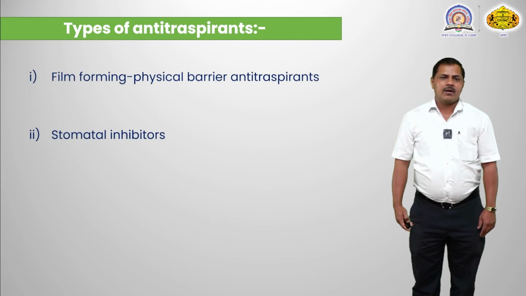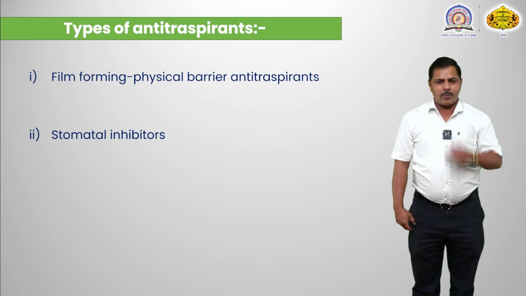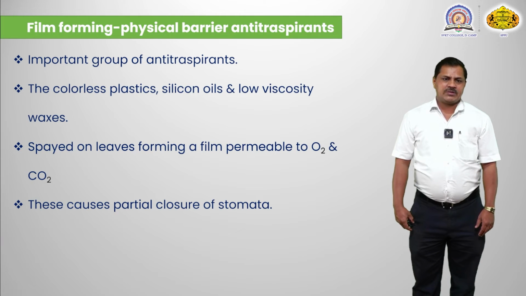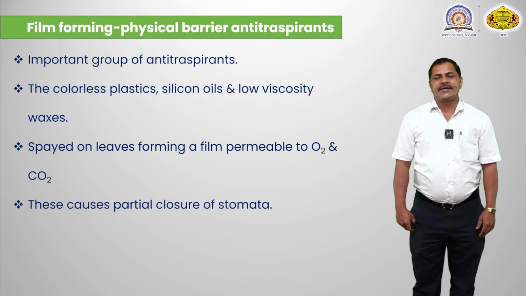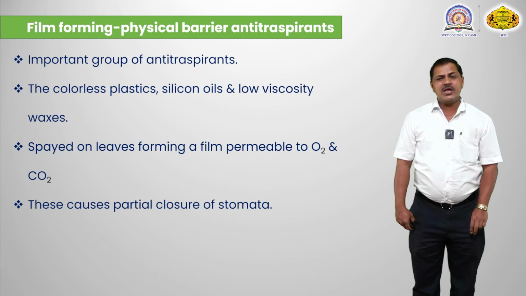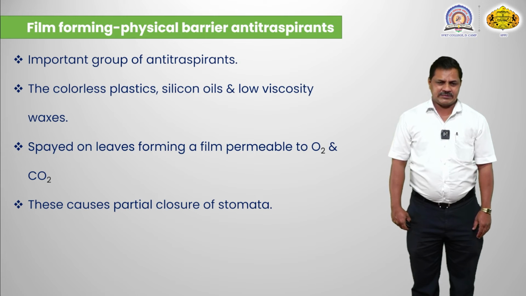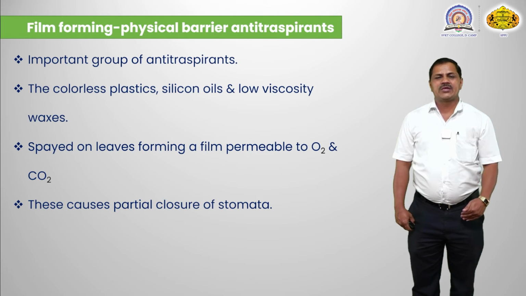Now the types of anti-transpirants. First is the film-forming or physical barrier anti-transpirant. Second is the stomatal inhibitors. We will discuss them one by one. The film-forming physical barrier anti-transpirant is a very important group of anti-transpirants. It includes a colorless plastic as a very thin layer, silicone oil, or low viscosity waxes. These are the different types of chemical substances.